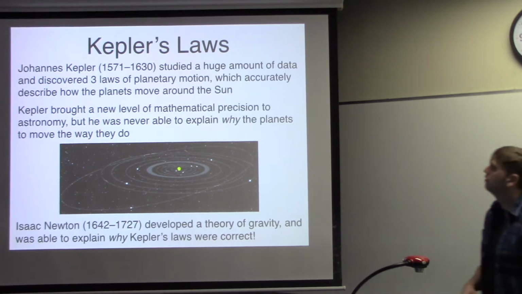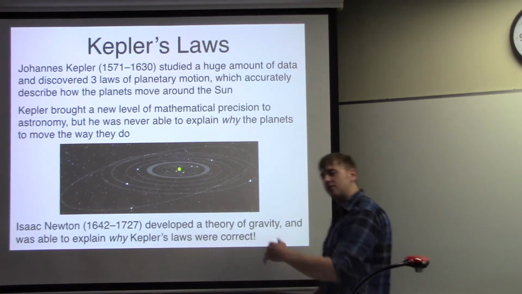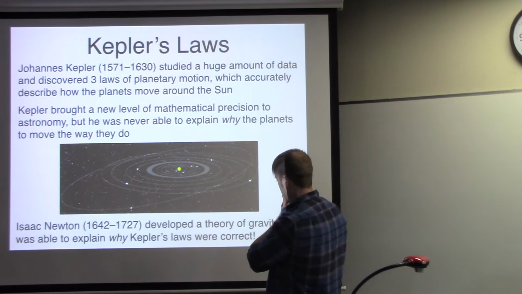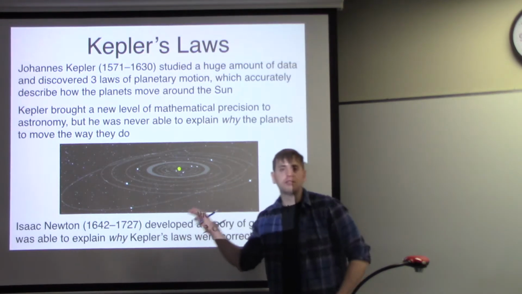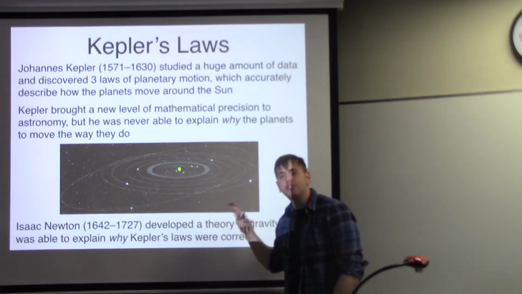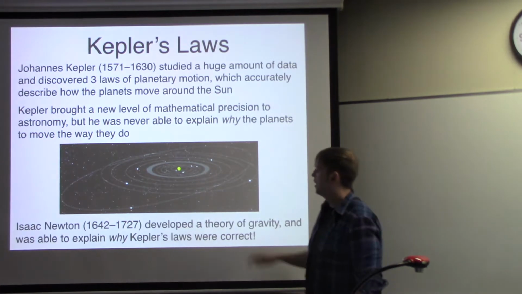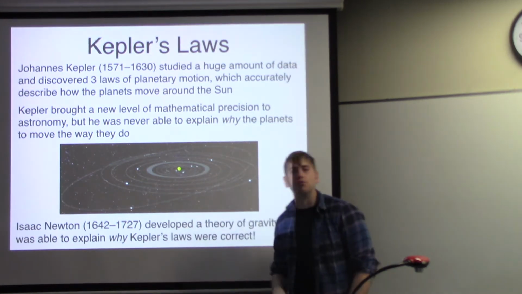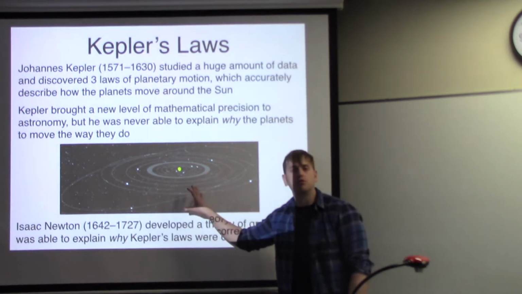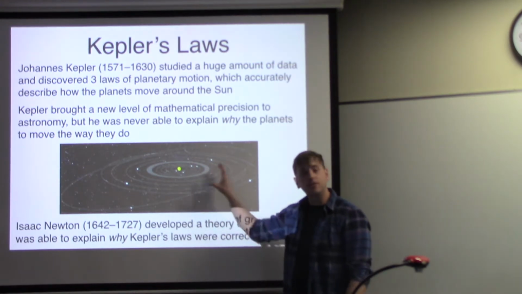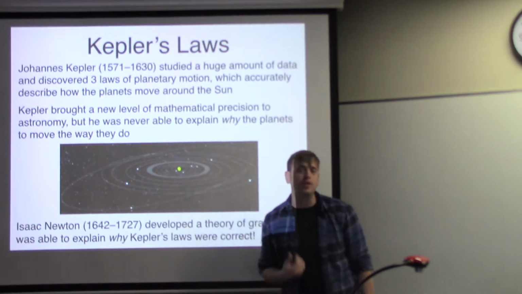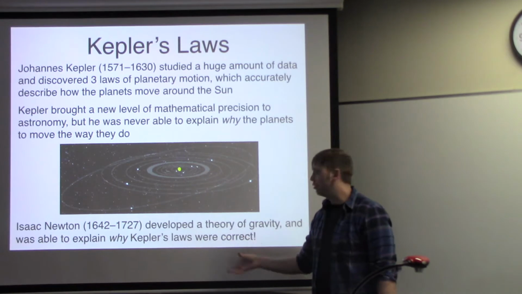So Isaac Newton, who lived from the mid-1600s to the early 1700s, developed a theory of gravity, and Newton's theory of gravity was able to explain everything that came before him. So why Kepler's laws are true, and why does everything in the solar system move in the way it does. Newton was able to explain all of that.